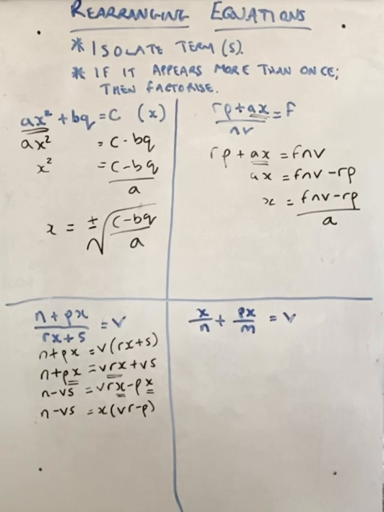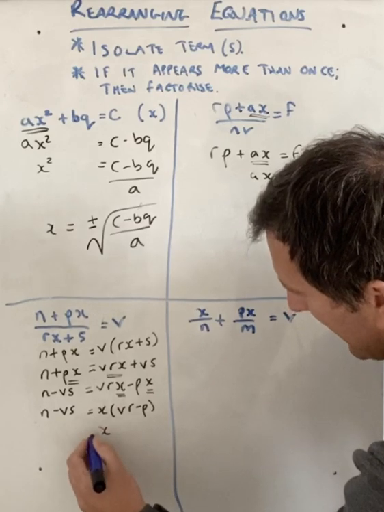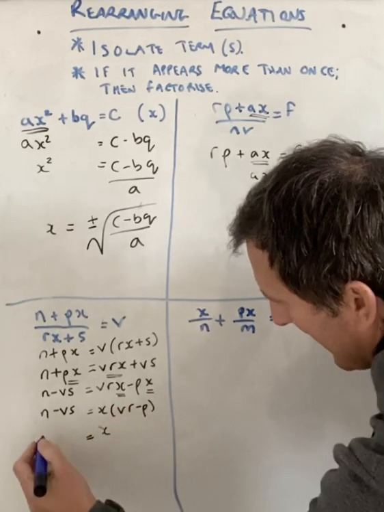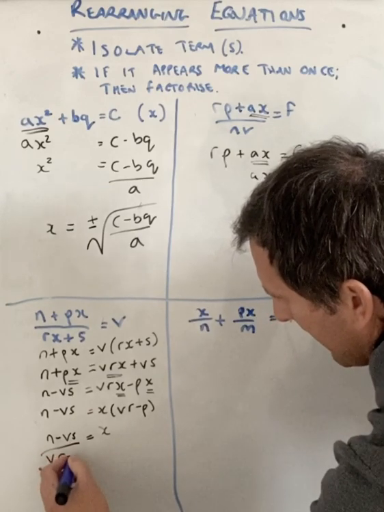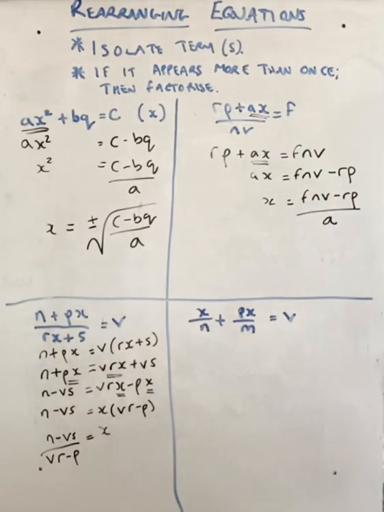Whenever you've got the term appearing more than once, you factorise it out to get it to a single term. And then we're going to escalate that vr minus p down. So we've got x equals n minus vs over vr minus p. And that is our solution for x in terms of the other variables.